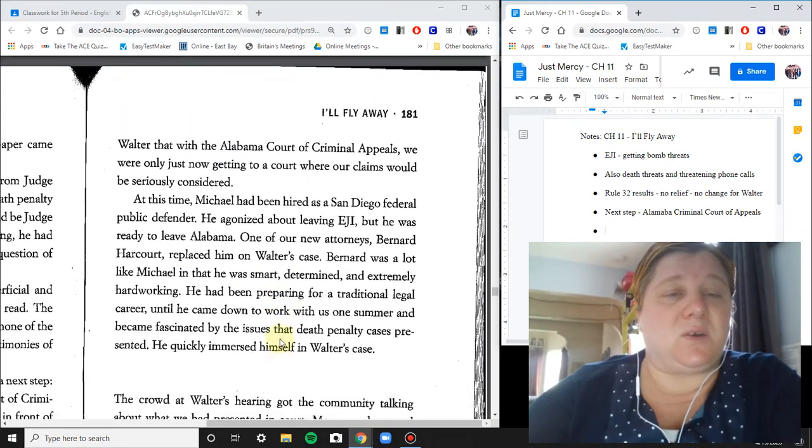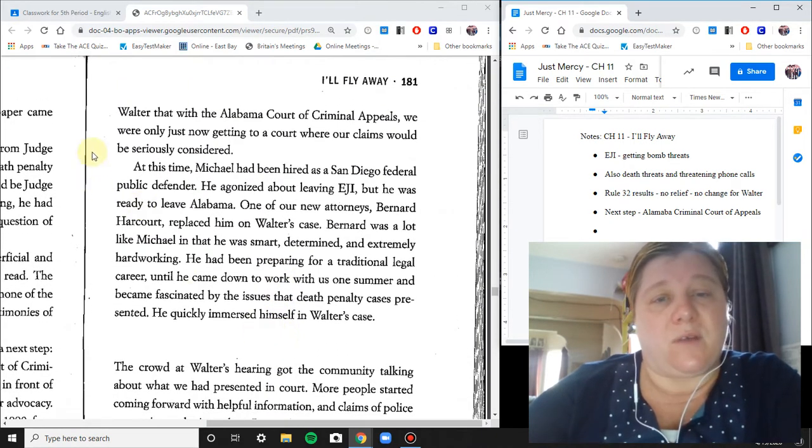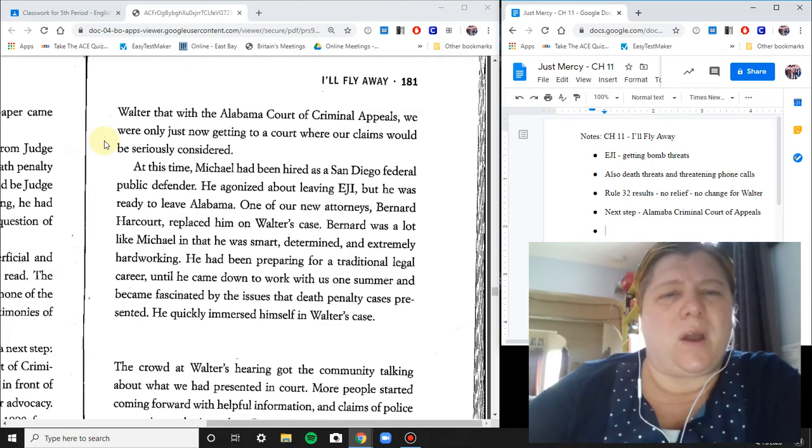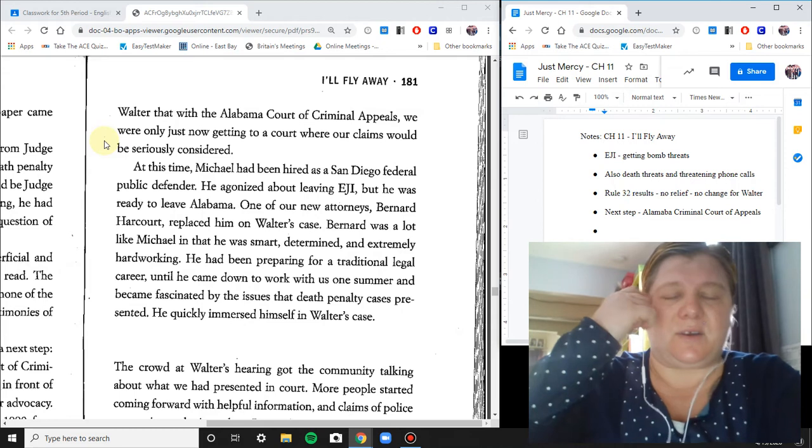I explained to Walter that with the Alabama Court of Criminal Appeals, we were only just now getting to a court where our claims would be seriously considered.